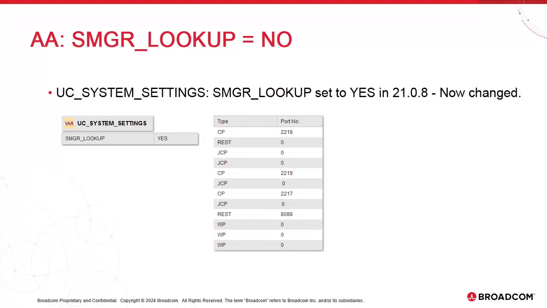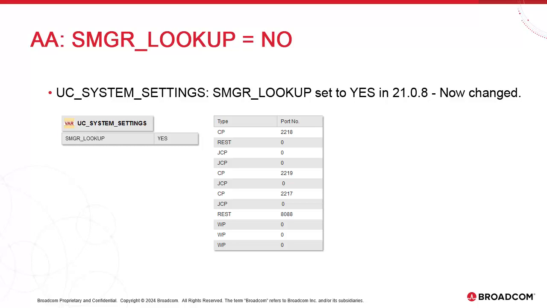When Automic evolved from SP7 to SP8, one seemingly trivial adjustment occurred. We set the default value of SMGR lookup in UC system settings to yes. This change was unfortunately undocumented. In SP9, we reverted back to no, and this is definitely well documented. Service Manager settings in UC system settings set certain behaviors in relation to the Service Manager.